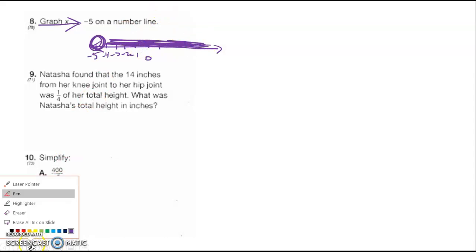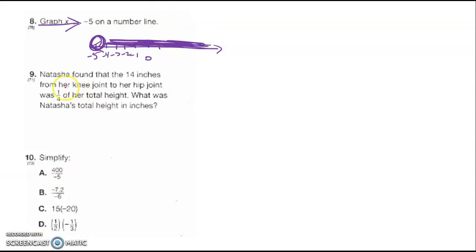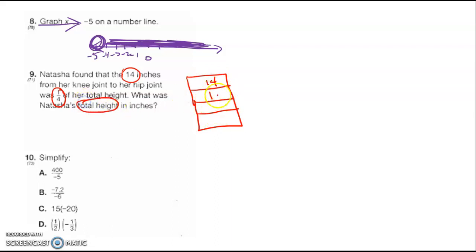Okay, let's change colors really quick. Natasha found the 14 inches from her knee joint to her hip joint was 1/4 of her total height. So let's go ahead and diagram this. So 1/4, that would mean 14 goes here, and it's asking for her total height in inches. So if we fill in the rest of this, 14 times 4, 56 inches.